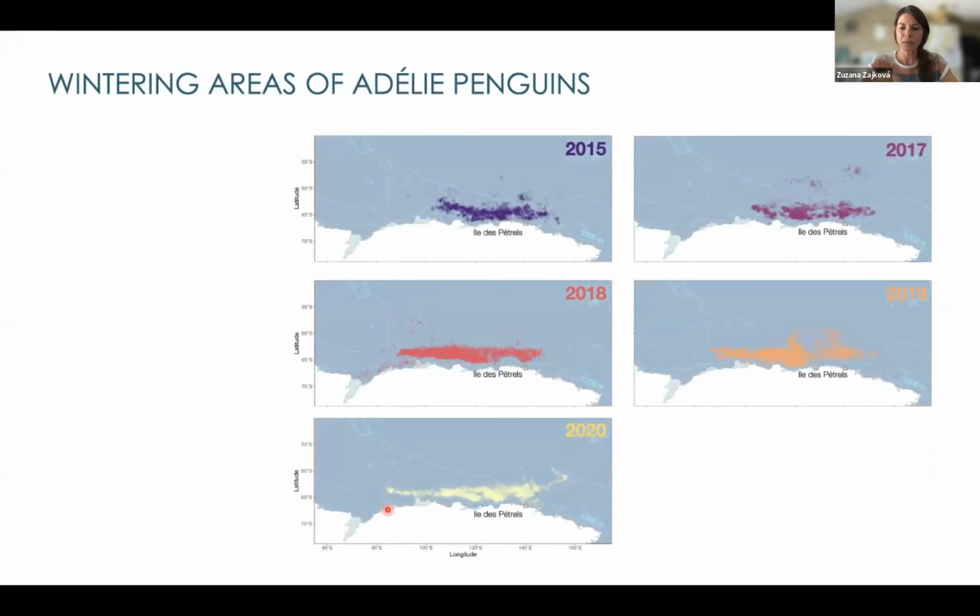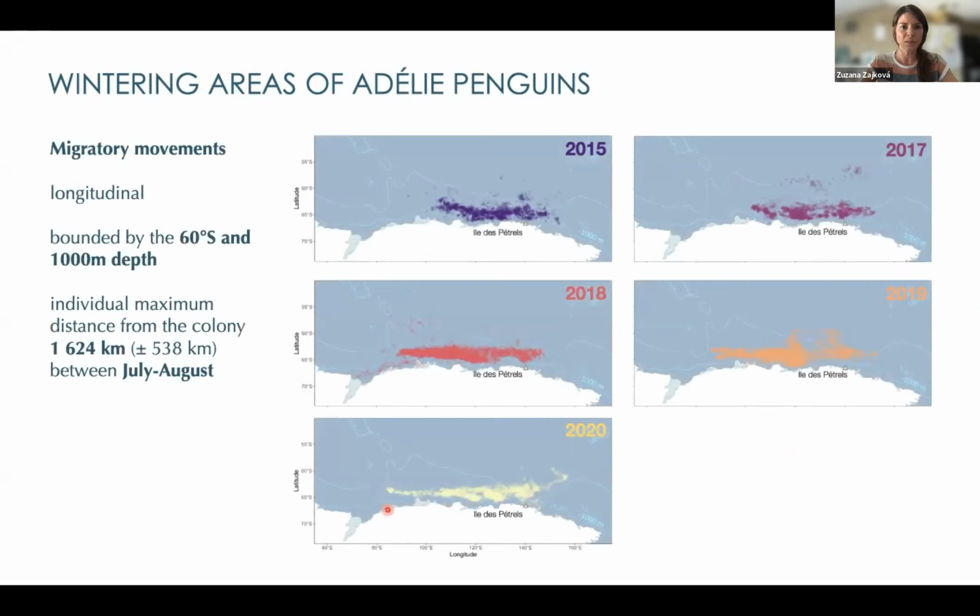Regarding the wintering areas, over the 5 years, each map refers to each tracked year. We observed that the individuals perform migratory movements westward from the colony, where the colony is Ile des Petrels, in this triangle. The movements were mostly bounded by the 60 degrees latitude and the depth of 1,000 meters. And individuals reach the maximum distance from the colony between July and August, approximately 1,600 kilometers.